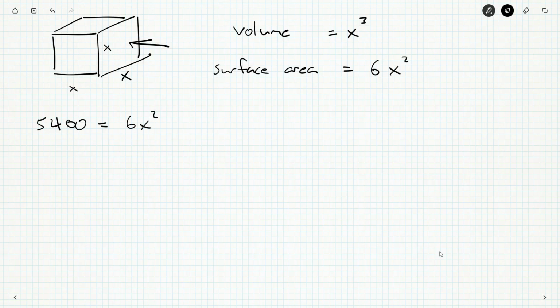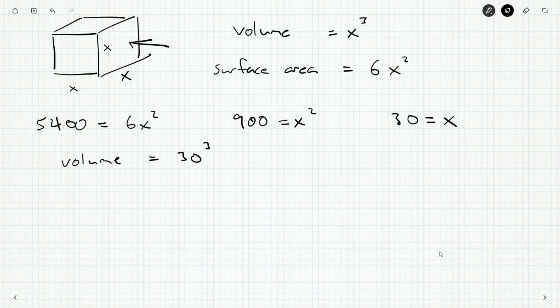Divide by 6 on both sides, you're going to get 900 is x squared. Square rooting, and if you need your calculator, go ahead. Although I do recommend knowing your squares up to 30 or 31 squared. Just being able to recognize those can often simplify calculations. So the big cube has side length 30. Okay, so I'm going to take that and I'm going to get the volume of the big cube is 30 cubed, which is 27 followed by 3 zeros.